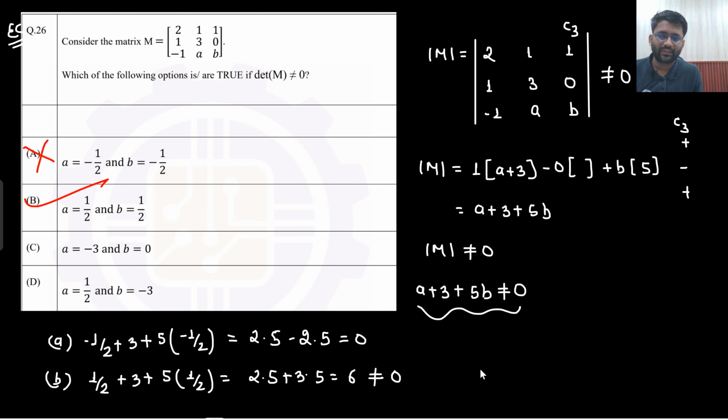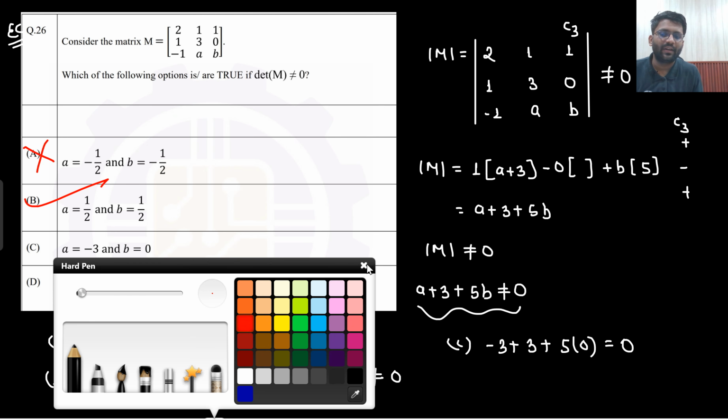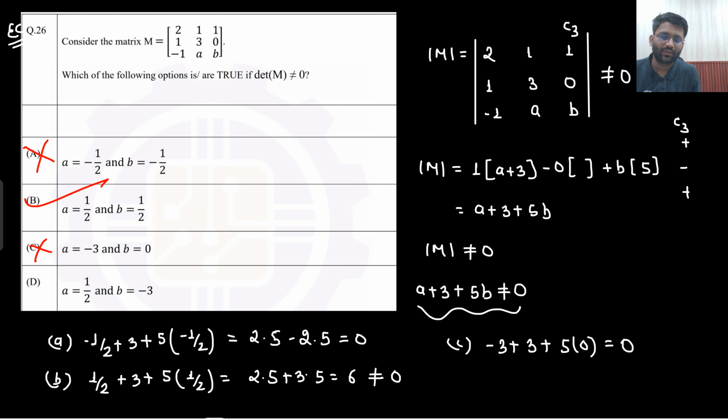Similarly, you can check option C as well. Minus 3 plus 3, A is minus 3 plus 3, B is 0. So what you are getting? Minus 3 plus 3 will be 0 only. Yes. So this is coming out to be 0, but we needed not equals to 0. So this is also wrong.